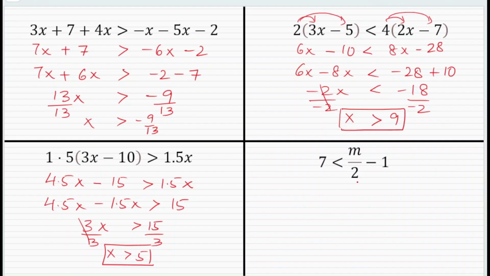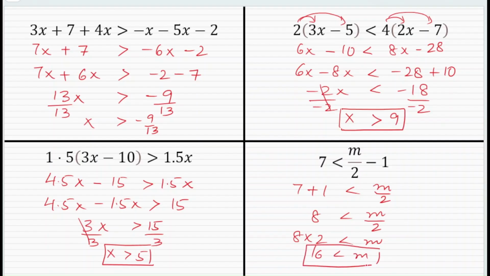7 less than m over 2 minus 1. Let's shift this minus 1 to this side. So it's 7 plus 1 less than m over 2. 7 plus 1 is 8, less than m over 2. And now m is being divided by 2. So when it goes to that side, it will go with the sign of multiply. So my value of m is greater than 16. That's the solution set for this inequality.